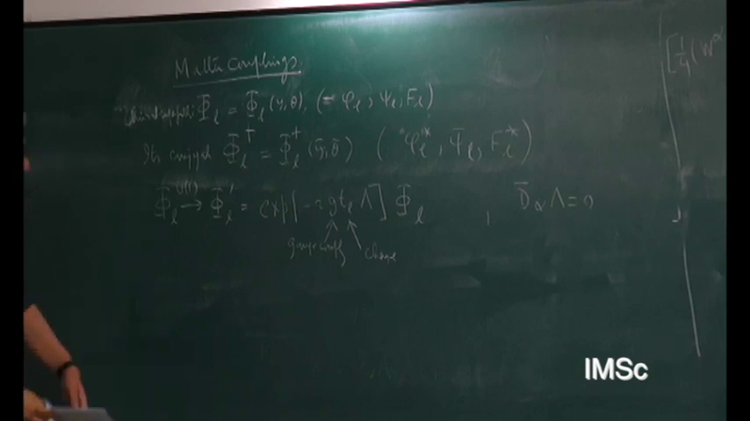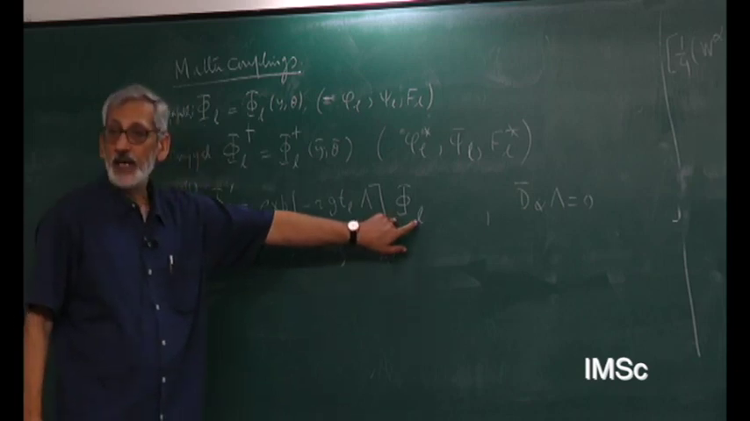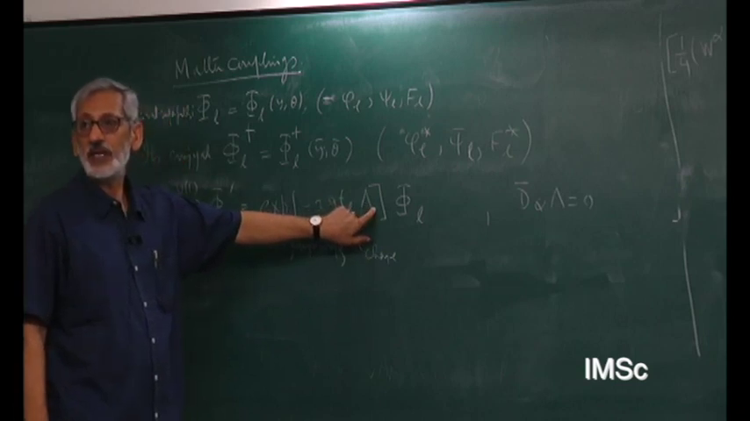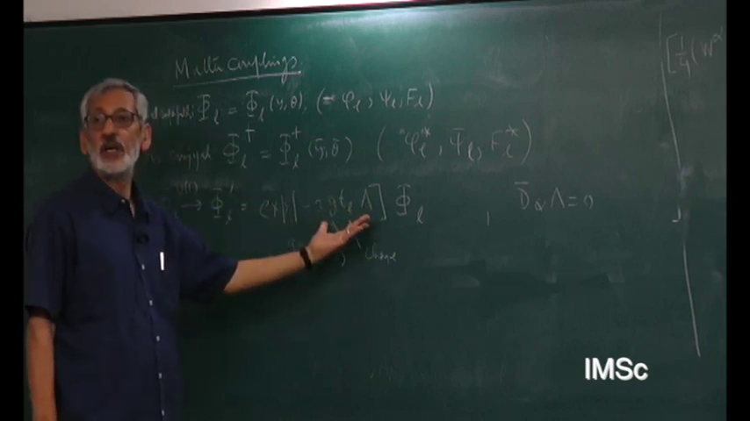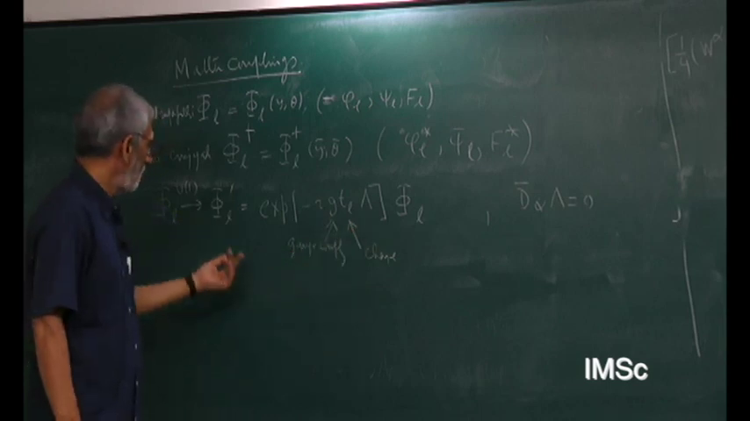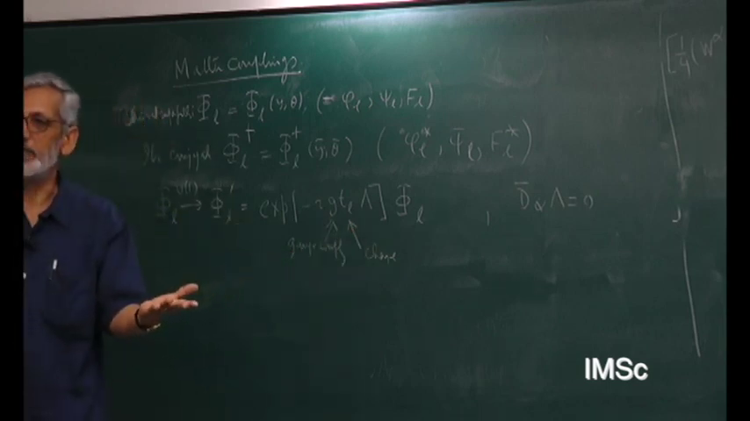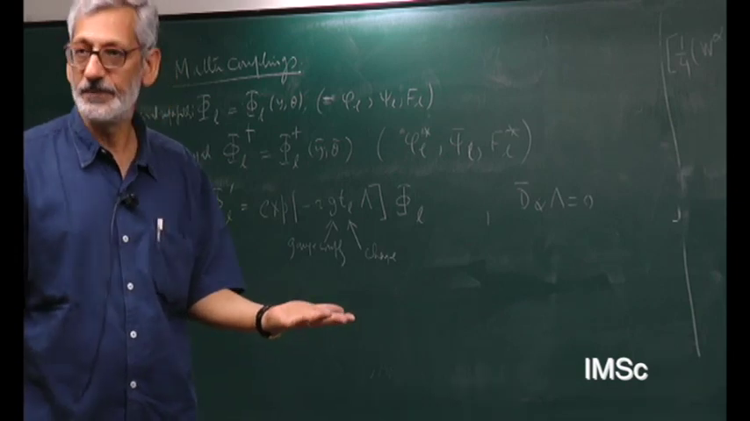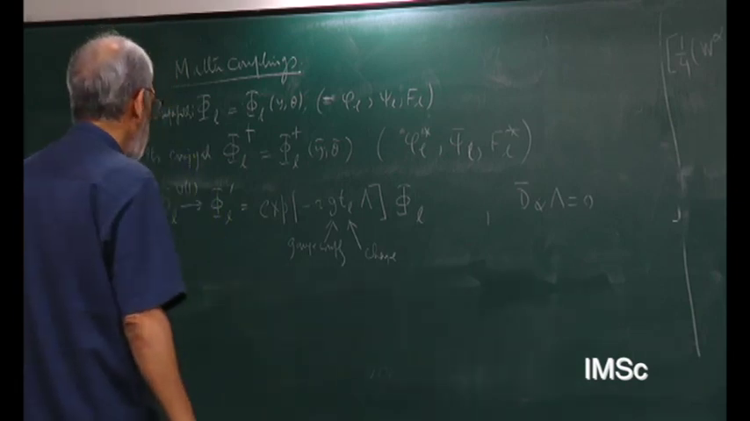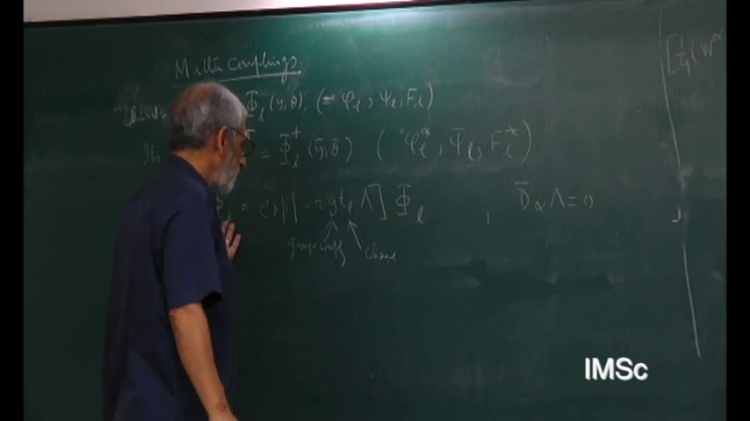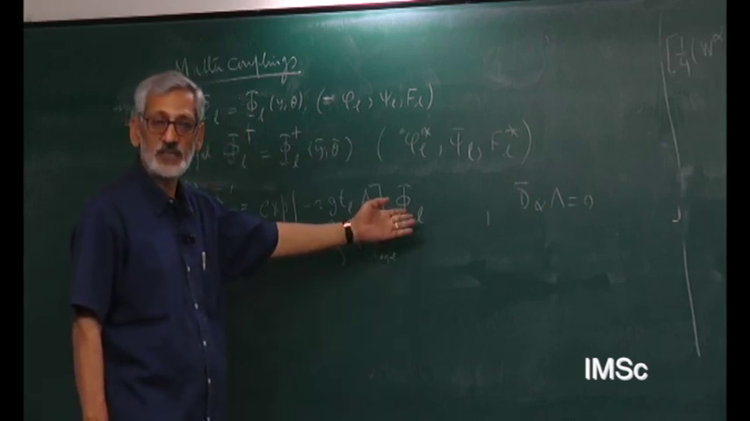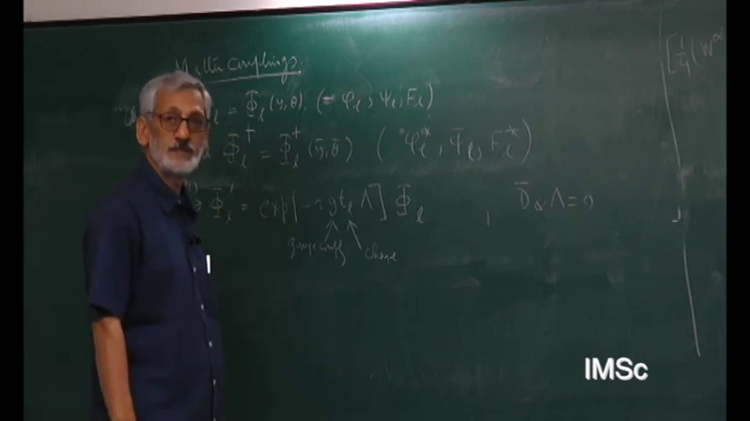The first thing is that Φ_L is a chiral superfield, a function of y and theta only. Λ is a chiral superfield, a function of y and theta. So this whole thing is a function of y and theta. Therefore, this transformed object is also a chiral superfield. It is a function of only y and theta. Which means D bar derivative acting on this object is 0. If this is a chiral superfield, this is also a chiral superfield.